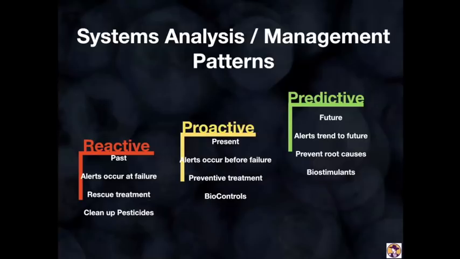And the alerts, when we get an alert about something that is going wrong, such as we have a pathogen infection or we have a spider mite infection in the crop, the alerts occur at the point of failure. So it's already happened, and that's when we first find out about it. So in that type of management pattern, we are dependent on rescue treatments by using cleanup pesticides. So using very strong insecticides or fungicides that have the capacity to clean up a problem once a problem has already happened. The second management pattern is referred to as proactive management.